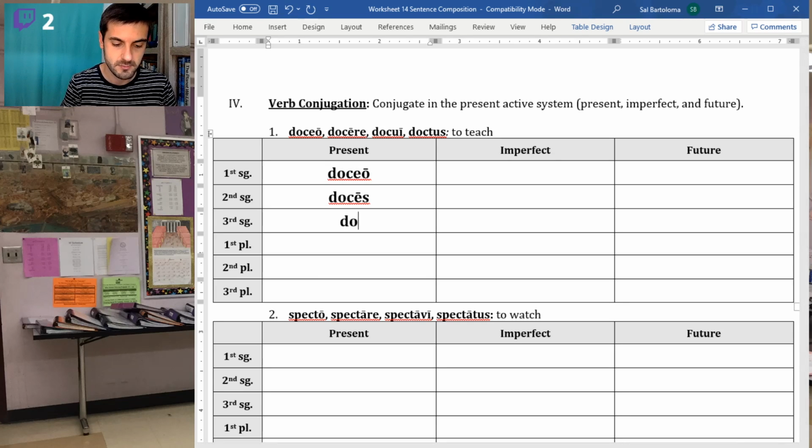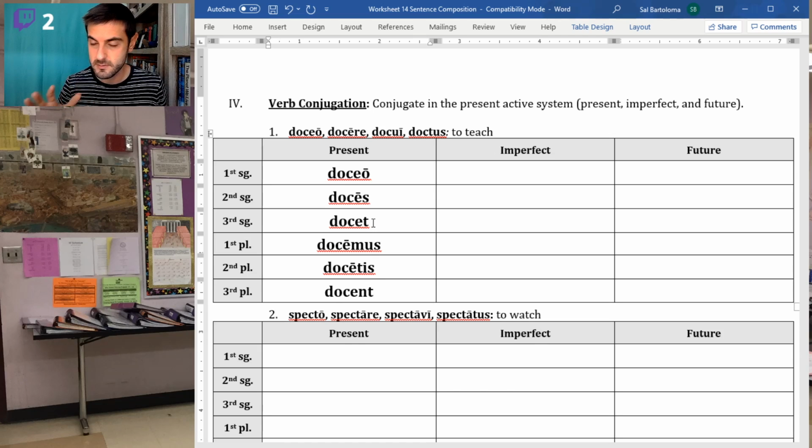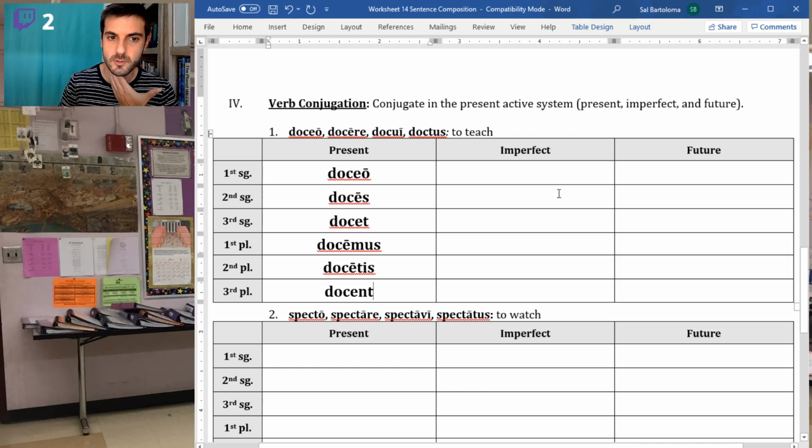So doceo, doces, docet, docemus, docetis, docent. The long marks that appear and disappear are pronunciation long marks, so don't worry too much about it.